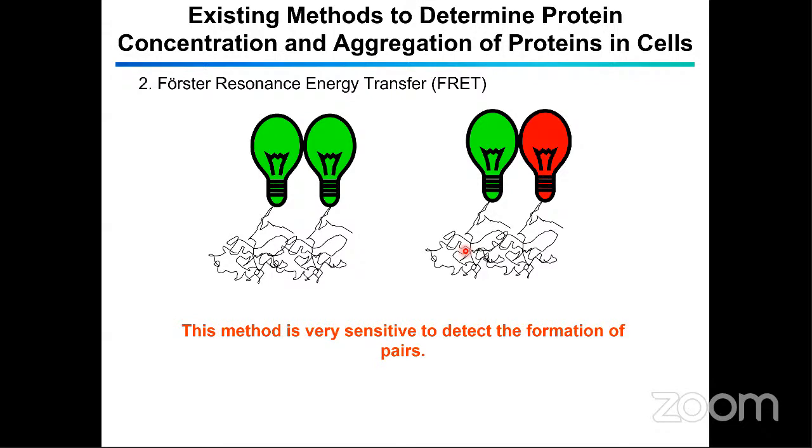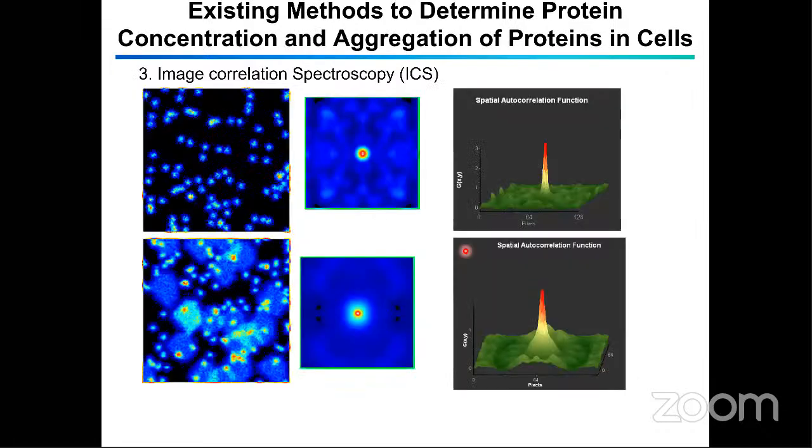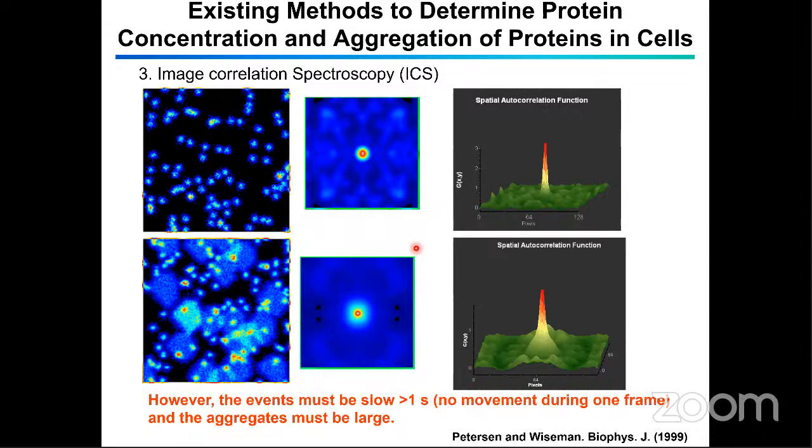But what about higher states of aggregation? Another method you could use is image correlation spectroscopy. If you have very large aggregates, this will give you an increase in the size of your spatial correlation, and you can get the aggregation state from that. But that typically only works if molecules are moving slowly and if they're relatively large.